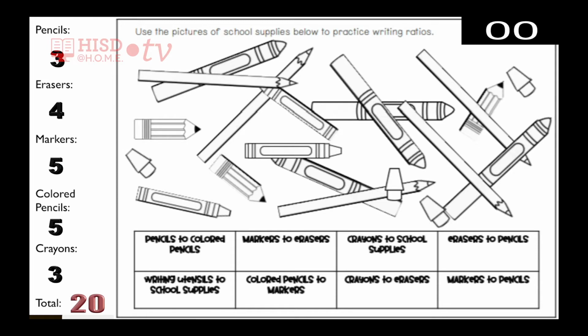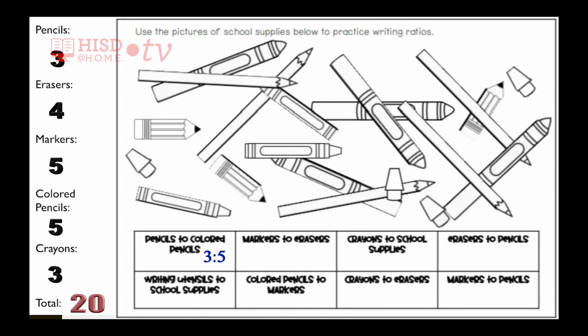All right, so time's up. Let's see if you guys have solved this entire activity. See if you guys have identified the items and counted the amount and wrote it down underneath the school supply. All right, so for pencils to color pencils, I got 3 to 5. There's 3 pencils to 5 colored pencils.